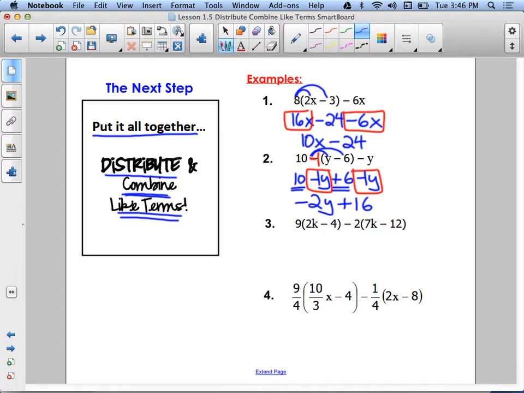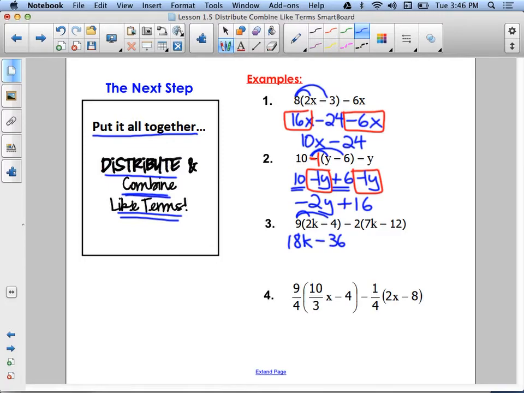Okay? Let's keep going. Let's do some distributive property on number 3. I have 9 times 2k, that's 18k. I have 9 times negative 4, which is minus 36. Okay? I've handled the first set of parentheses. Now I'm going to move on to the second.